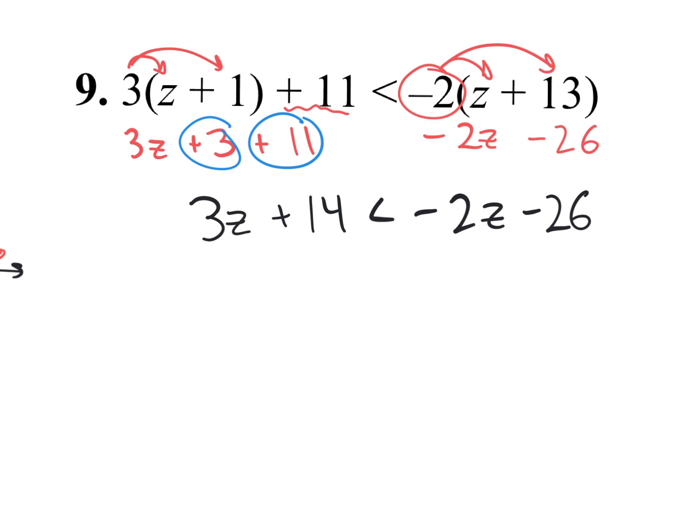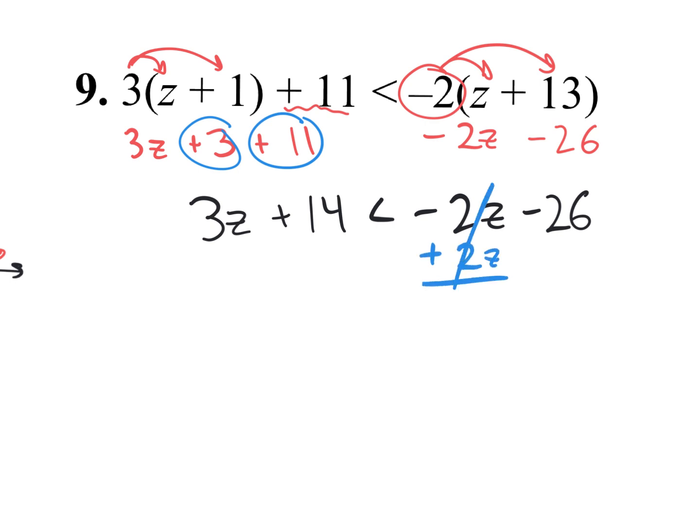My goal is to get the variable by itself on one side. I want to get z by itself on one side, but the problem is I have z's on both sides. I don't want z's on both sides, so I want to get rid of one of the z's. Which one would you guys want to get rid of? The 3 or the negative 2? The 3z or the negative 2z? Negative 2z is the best option. That's what I would do. I want to get rid of that negative 2z by doing the opposite, positive 2z.